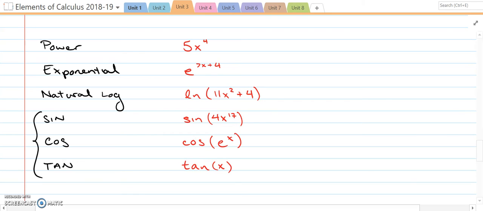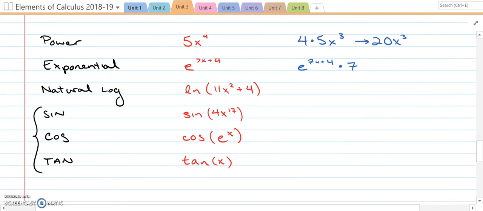Using those rules, the first one, you just take the power down, multiply it times the original coefficient, and reduce the power down by 1. Final answer, 20x to the 3rd. For the exponential, you take that same exact thing as it currently exists, then you multiply it by its chain rule derivative, which is just 7. Final answer, 7e to the 7x plus 4.